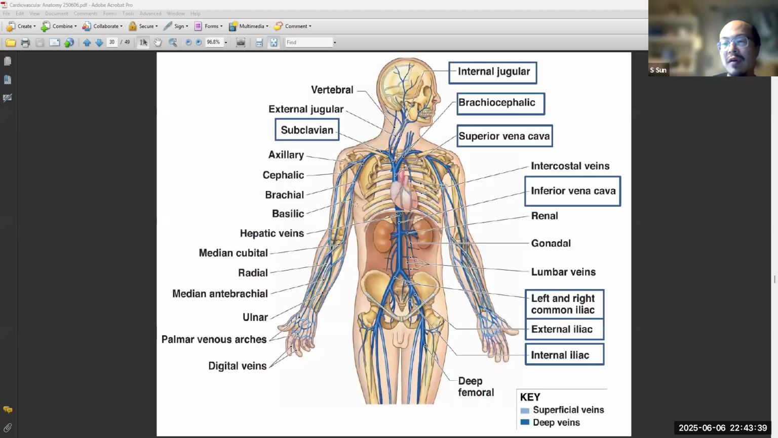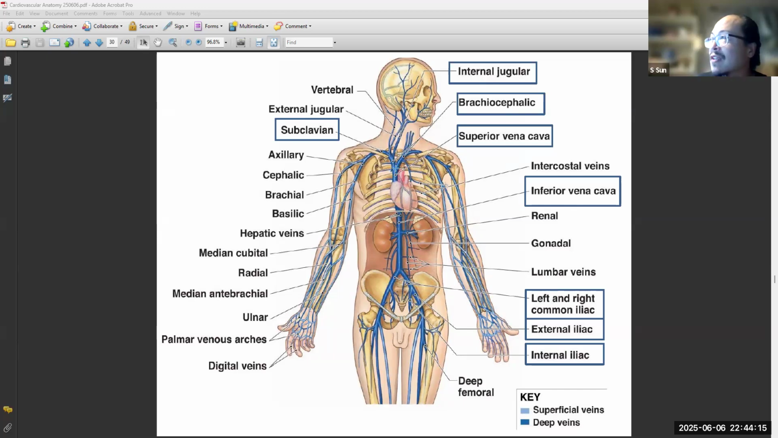This is the overview of the veins. When we look at the veins, the largest veins are called the vena cava. This large vein, you have two of them. One is called superior, the other is called inferior. Right here, inferior. So you have the superior and you have the inferior, and their direction is to get the blood to enter the right atrium. That's the primary one.